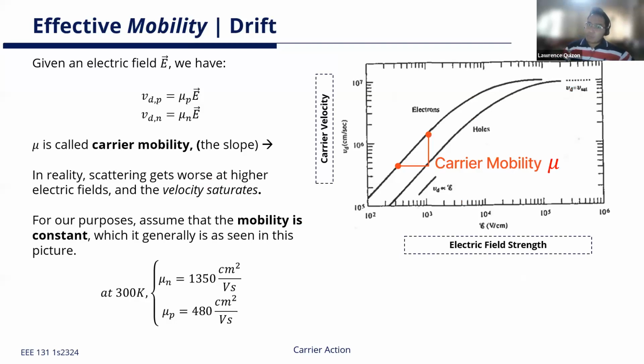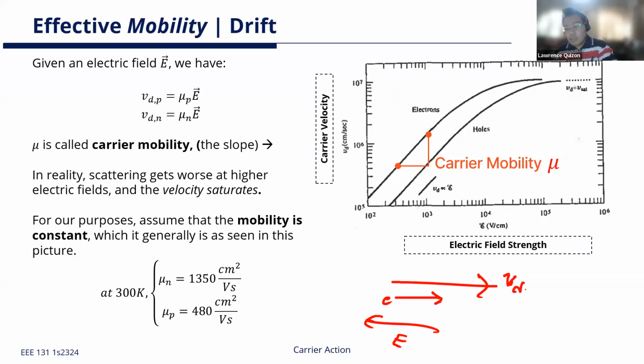Next, we talk about something that we call mobility. The electric field causes carriers to move around in the lattice, right? So when you have an electric field, this thing starts going. Depending on the strength of the electric field, this thing starts accelerating faster. So then the effective drift velocity, VDN, should also get faster with respect to the electric field.